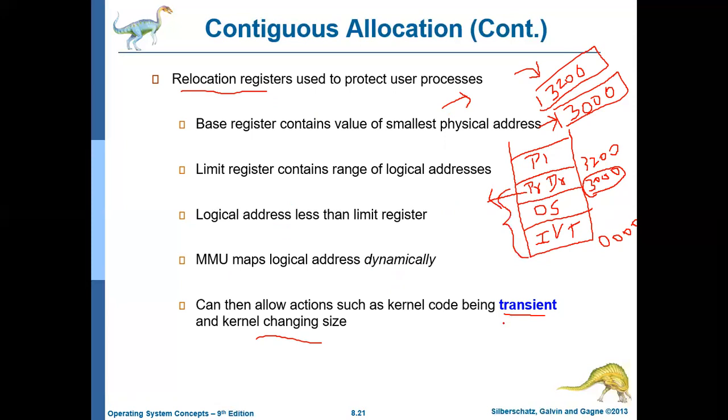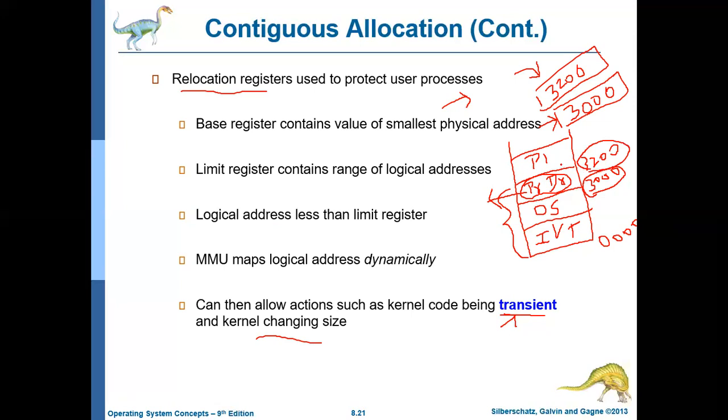Transient program means the programs which will not stay in the memory permanently. They may come and go. This print driver is an example of a transient program. It may stay for some time and then it may leave. If it stays, then the operating system size will increase. If the operating system size increases, then accordingly the other processes' relocation register or base register content should be updated. Similarly, if the operating system size decreases, then also the base register content or the relocation register content of other processes should be updated.